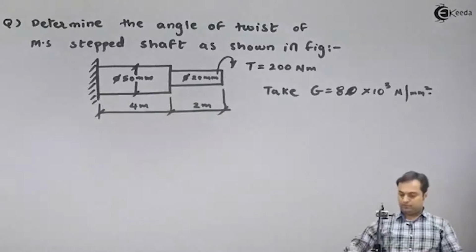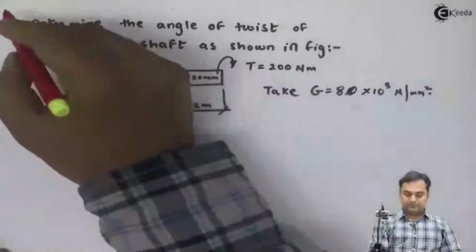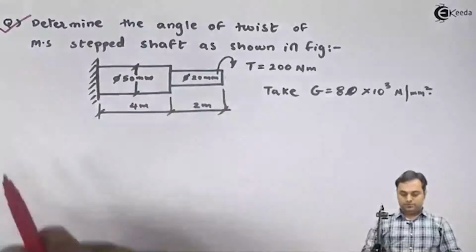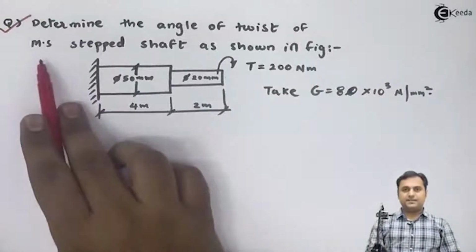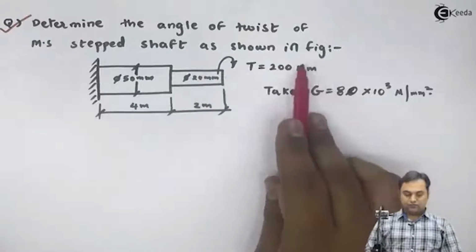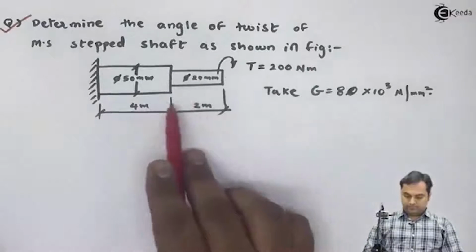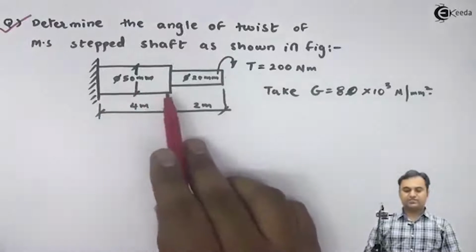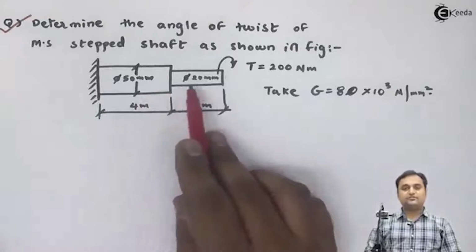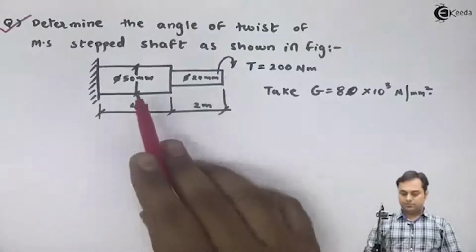The next question on torsion. I am marking this question. Determine the angle of twist of MS, that is mild steel, stepped shaft as shown in figure. They have given the diagram. Here we have a stepped shaft, that is shaft with varying diameters.